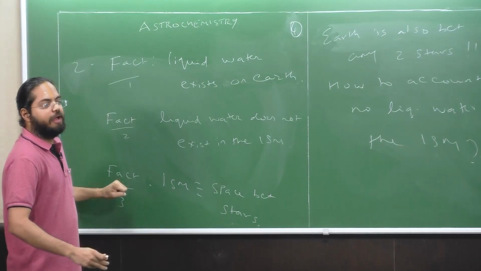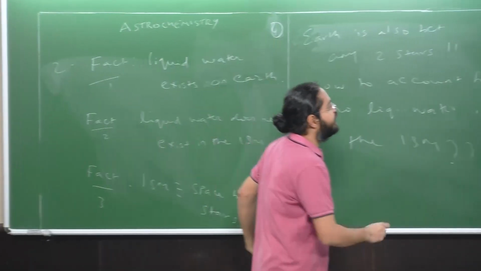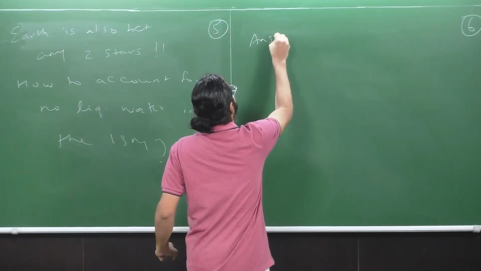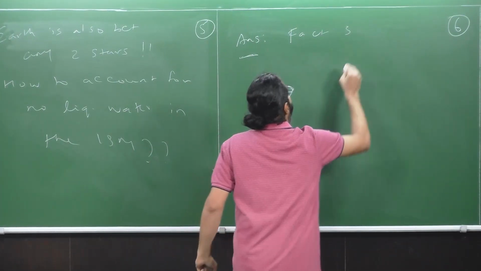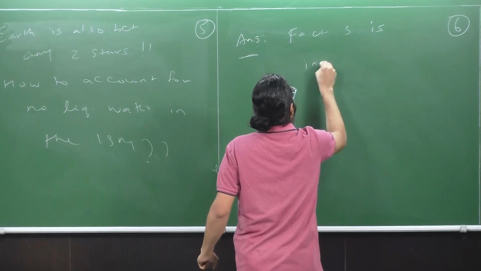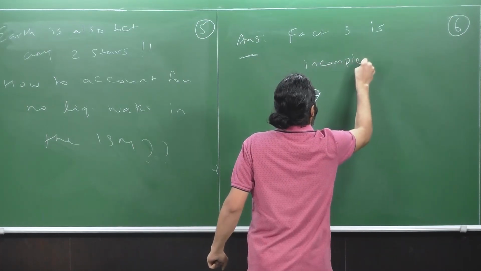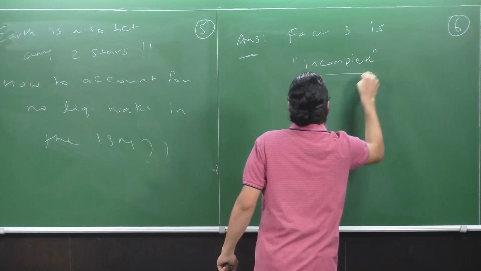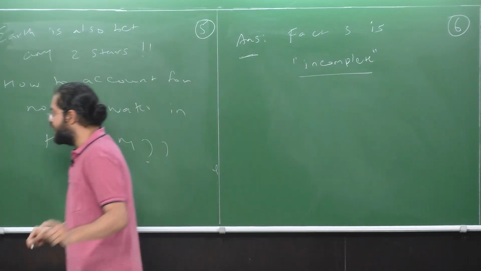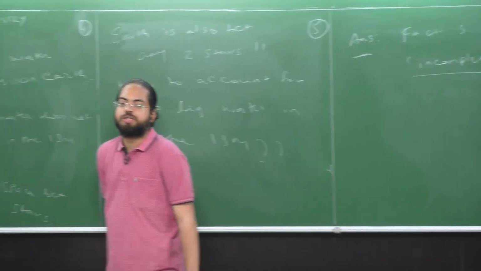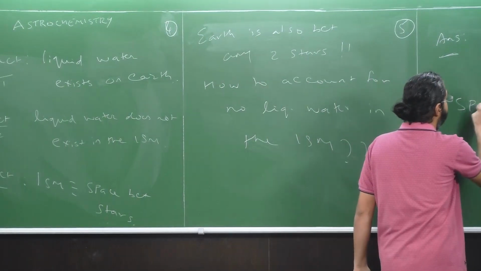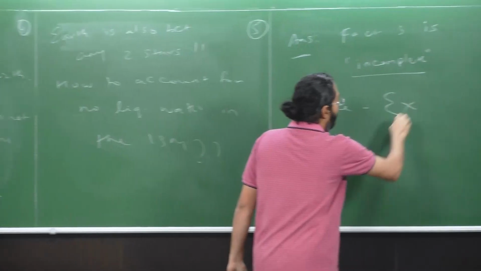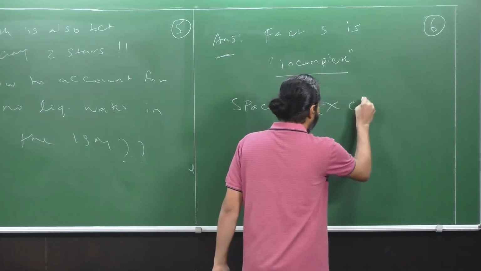Okay. The answer is actually the idea that fact 3 is incomplete. What are we missing here? We are missing the idea that the ISM is not just the space between any two stars, it is the space excluding the disk space, right? Recall.